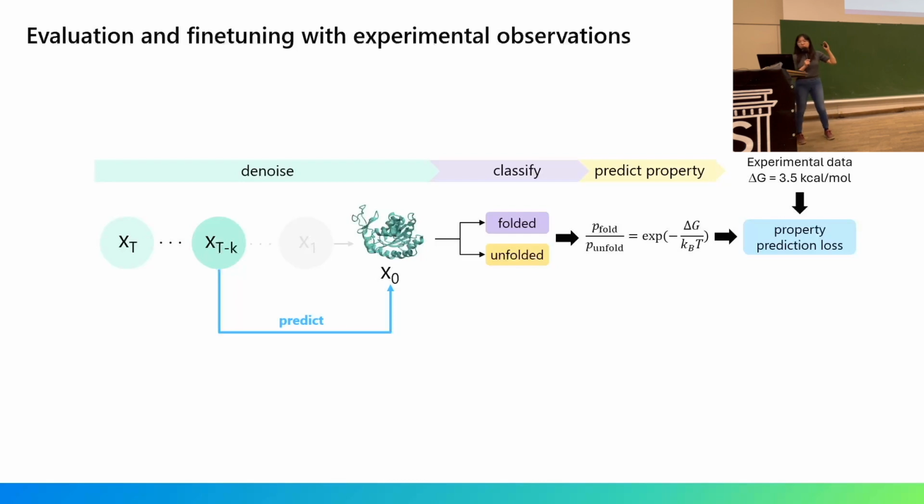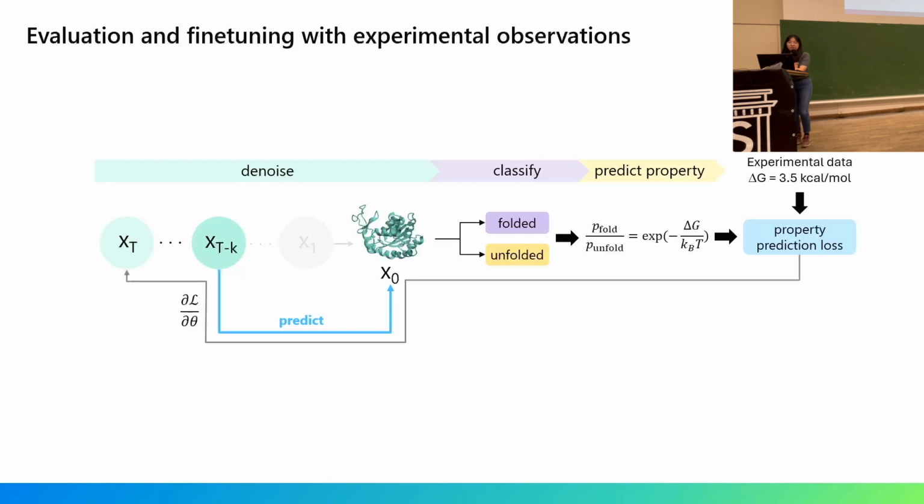So what we do is we really save a lot of compute and a lot of effort just by only denoising a few steps and then directly make a prediction of the clean structure and then make a prediction of the foldedness from that. And in this way, we can do it all the way end to end, predict the property and compute the loss, and then backpropagate back through the diffusion process and use this to fine-tune the model.